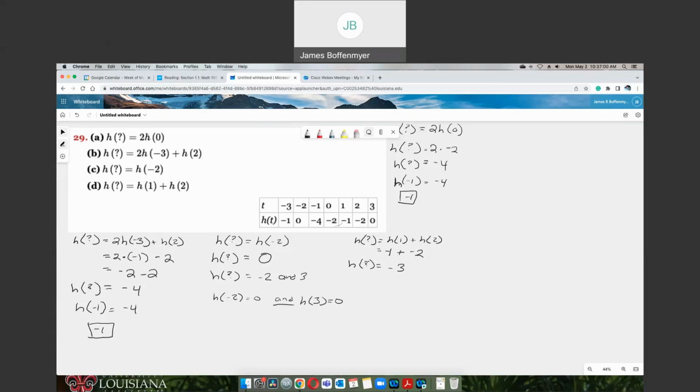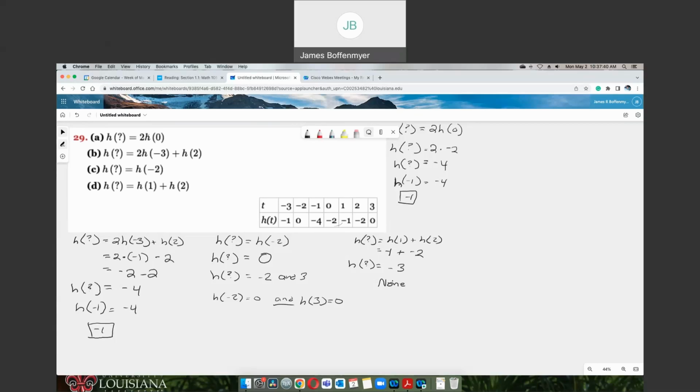Now we have to figure out, when our h value is -3, what is our corresponding t value? If we go on the h row and try to find any -3s, oh wait a second, we don't have any -3s. There's nothing in the h row that has a -3. So that means there is no answer for h of something equals -3. So part D has none: no solution, anything like that.